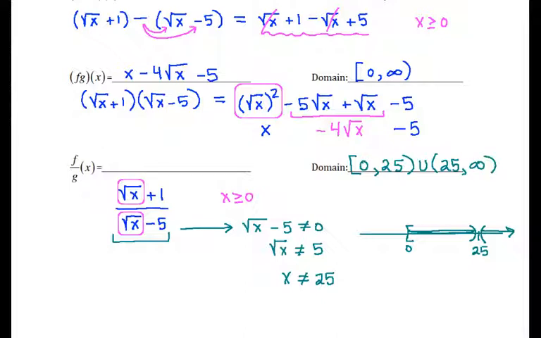If I wanted to put this in set builder notation, I would just have to put both of the statements together with an AND. So I'll write that as the set of all x such that x is greater than or equal to 0 and x is not equal to 25.